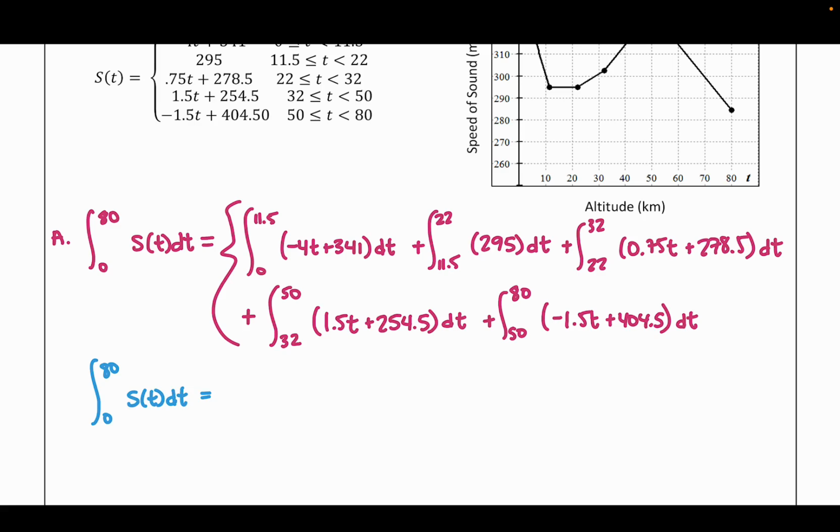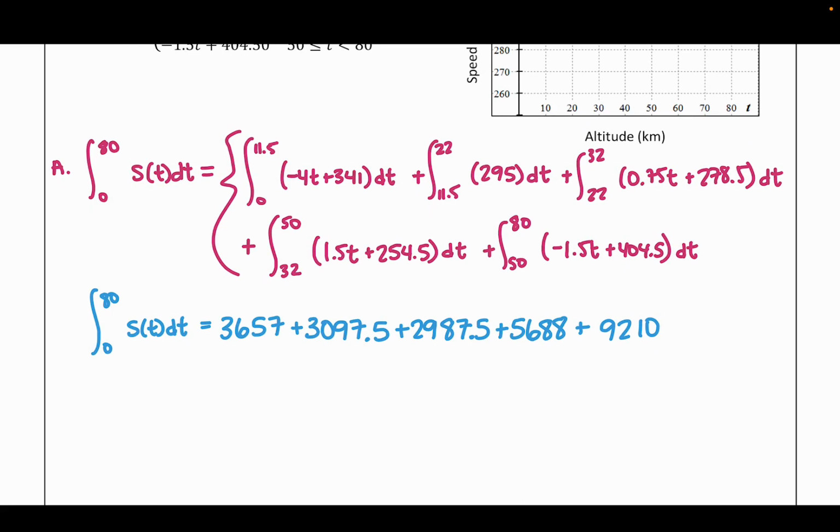All right, our first piece, we should have a total of 3,657. The second piece of our function from 11.5 to 22 seconds, we'd have a total of 30,097.5. Our third piece, we'd have 2,987.5. Our fourth piece, we have 5,688. And that fifth piece, we have 9,210.